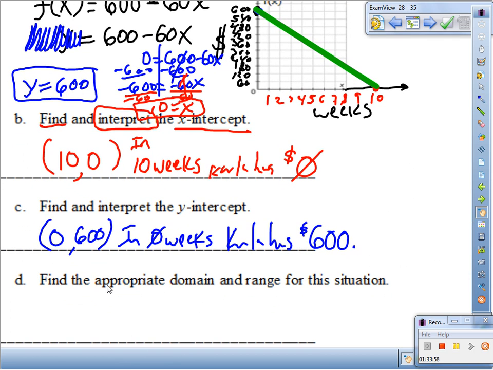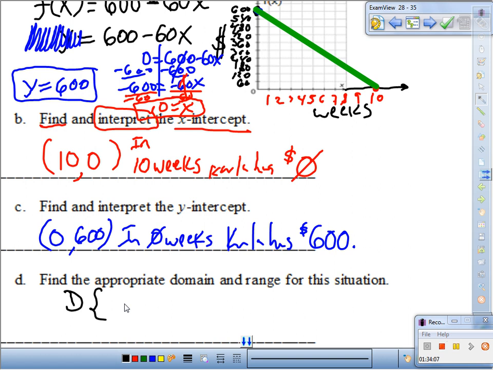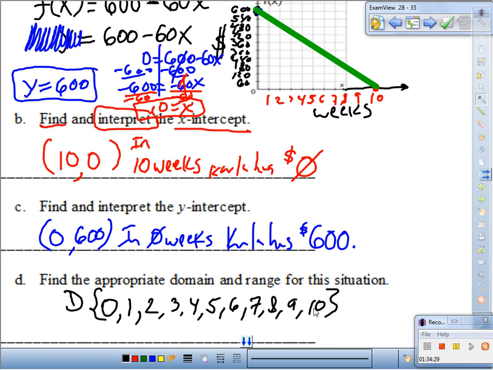Part D, it says, find the appropriate domain and range for the situation. I'm going to start with the domain. Write D, bracket. We always start from the least to greatest. So look at the value of the x's. Where do I start? 0. At 0 is correct. 0, and then? 1. It goes by week, so 1, 2, 3, 4, 5, 6, 8, 9, and it stops at 10. That's the domain. That is correct.